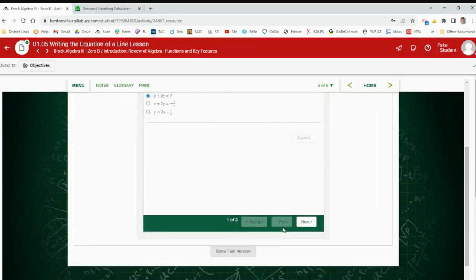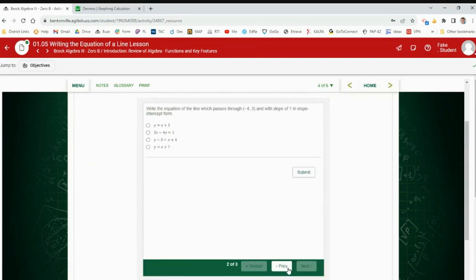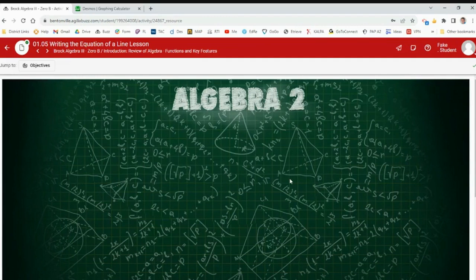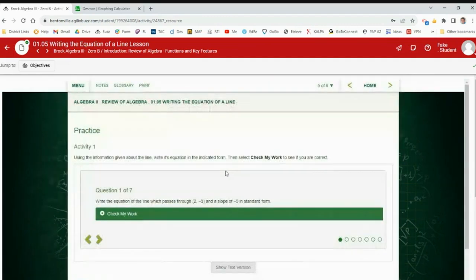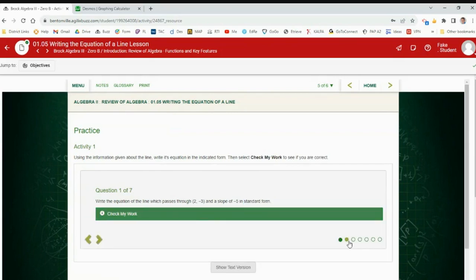And then there's 3 of those. So there's another one there. Submit that. There'll be another one. So good practice problems. On the next page, there's more practice problems. Using the information given about the line, write its equation in the indicated form, and then see if you're correct. Write the equation of the line that passes through this point and has a slope of -5, and write it in standard form. And there you can check your work and see if you're right.